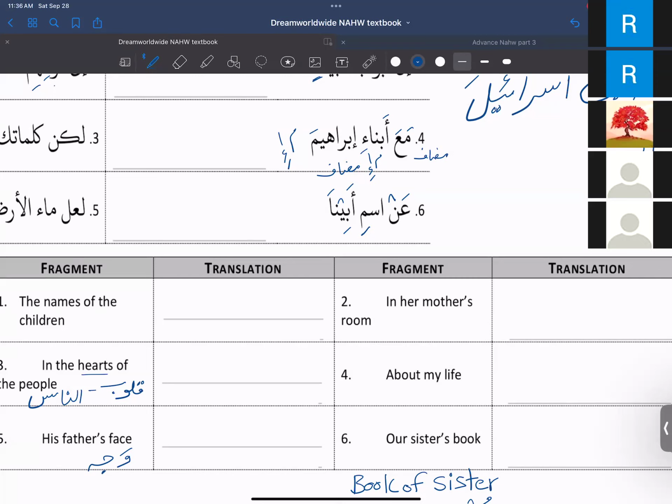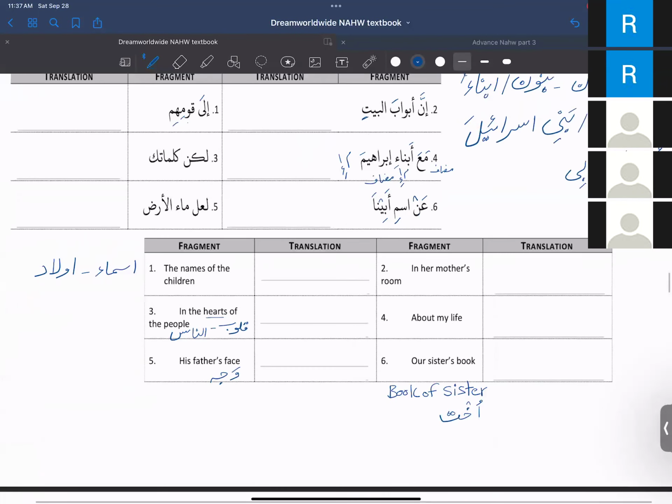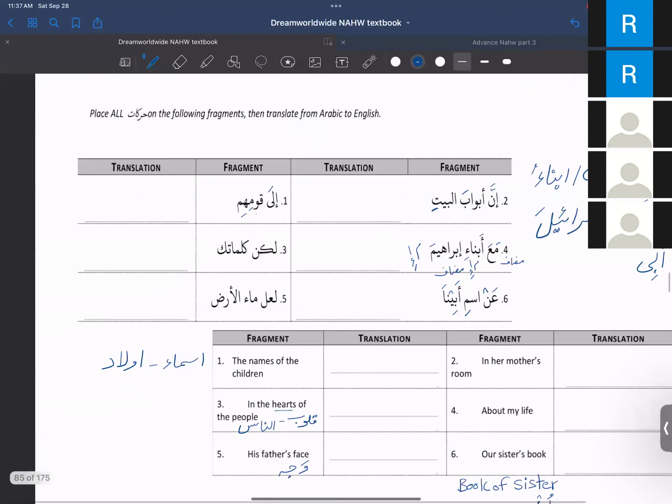And how are we going to translate? About our father's name. About the name of our father. About the name of our fathers, or forefathers, whatever you want to call. Okay, now.